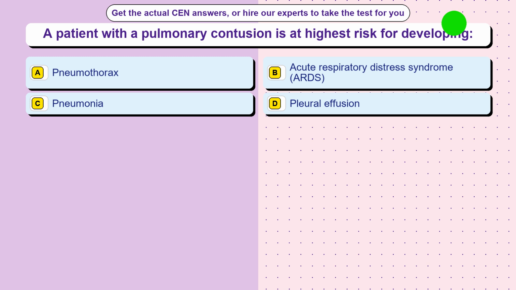Question 37. A patient with a pulmonary contusion is at highest risk for developing: Option A, pneumothorax. Option B, acute respiratory distress syndrome, ARDS. Option C, pneumonia. Option D, pleural effusion.